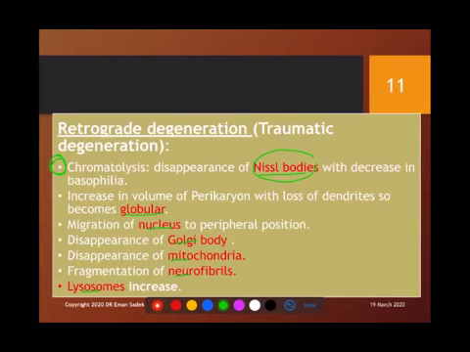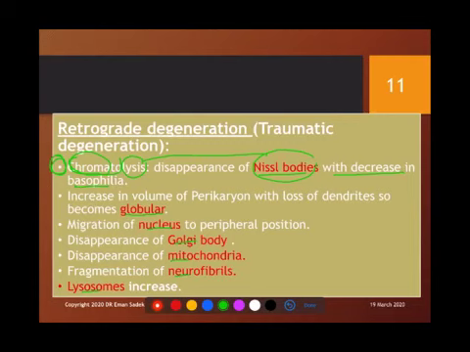A condition called chromatolysis. Chromato means color. Lysis means disappearance. So there is a disappearance of the basophilic staining or the basophilic structures of the Nissl bodies. وبالتالي هيحصل decrease in the basophilia. But the first sign is the chromatolysis, which is a disappearance of the Nissl bodies with a decrease of the basophilia in the cytoplasm of the perikaryon.